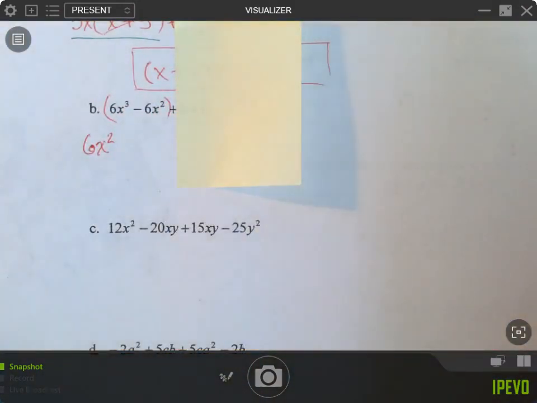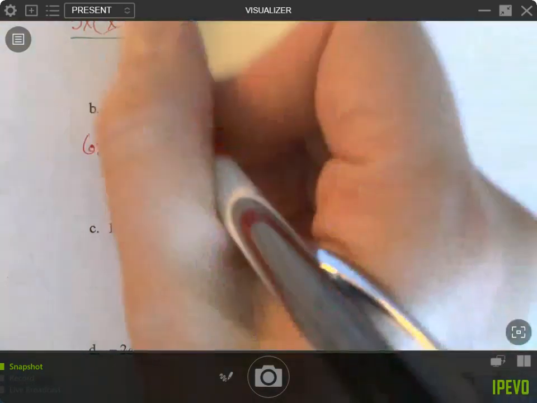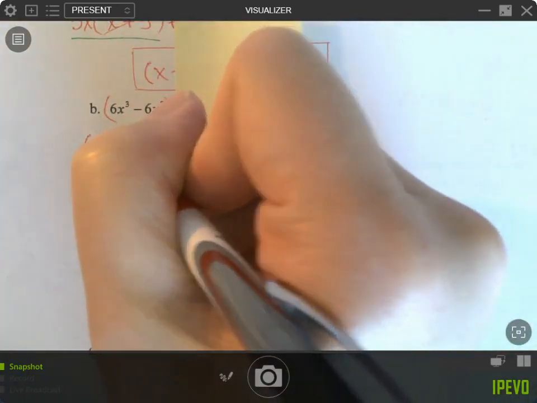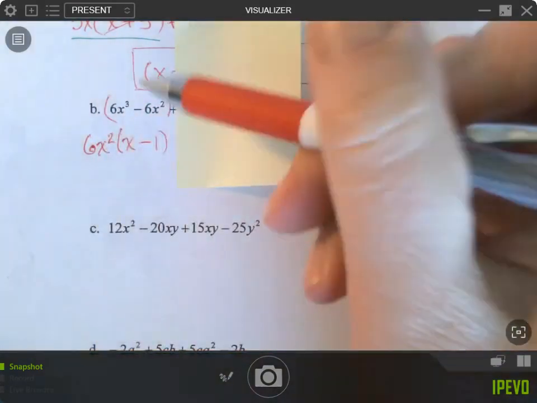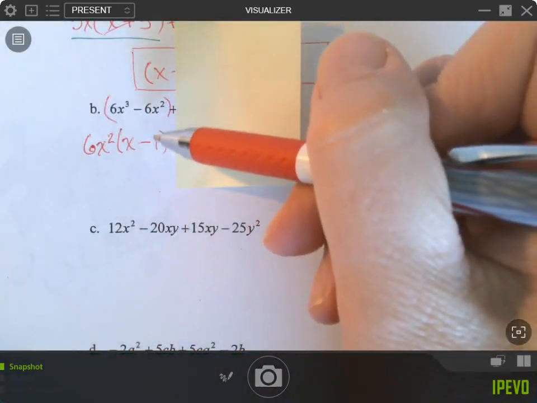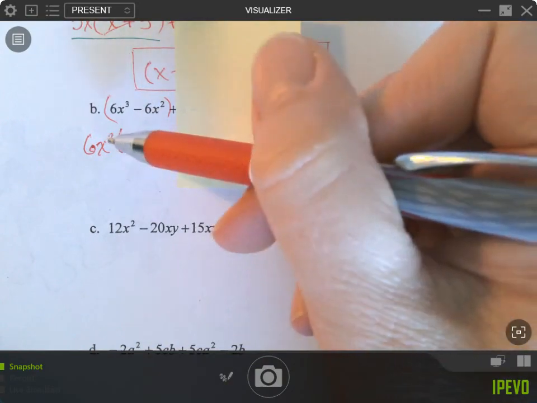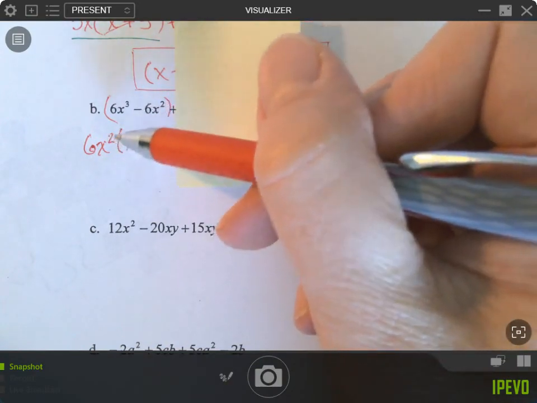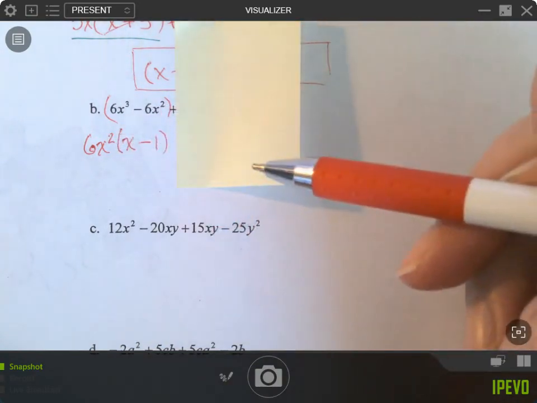x squared, right? I want to take out the GCF. Then I'm left with x minus 1. So the idea here is if everything does come out, you need the 1 as a placeholder. So 6x squared times x, 6x squared times negative 1.